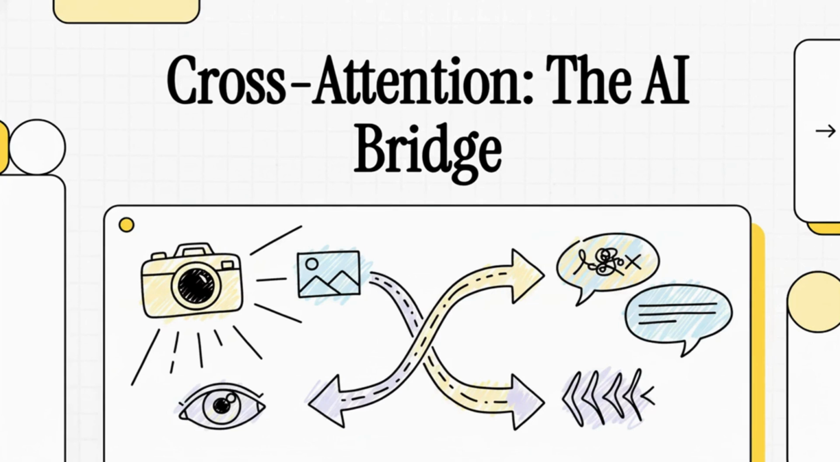Have you ever wondered how an AI can look at a picture and just write the perfect caption? Or how it can translate a sentence from one language to another almost instantly? Well, the secret sauce is this really powerful, kind of hidden mechanism. And today, we're going to pull back the curtain on cross-attention, the AI bridge that connects different ideas and lets these models see and speak between totally different worlds of information.